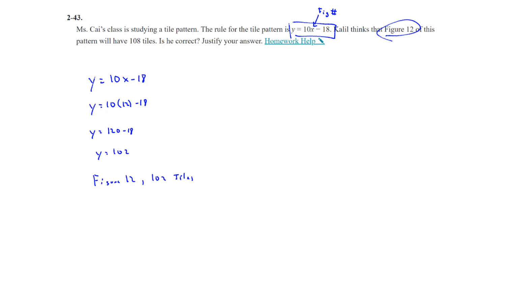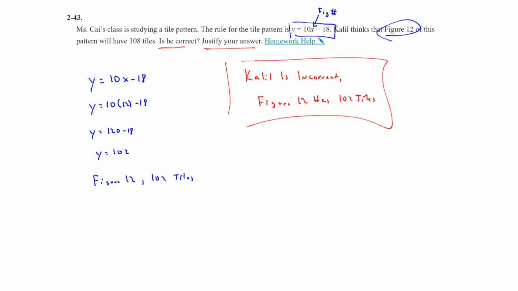So let's make sure we answer the question. Is Khalil right? Is he correct? And then make sure we justify, which we did a little bit of work here. But we have found out that Khalil is incorrect in what he thought. And the reason is that we actually figured out that figure 12 has 102 tiles. So once again, don't forget to justify your reasoning on these.